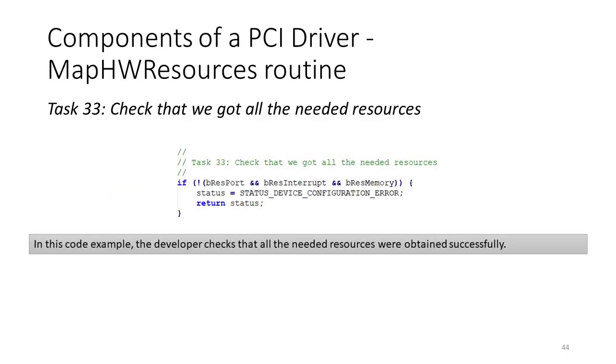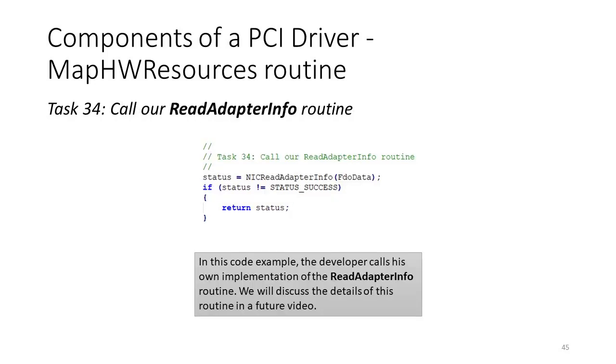Task number 33, check that we got all the needed resources. In this code example, the developer checks that all the needed resources were obtained successfully. Task number 34, call our own implementation of the read adapter info routine. In this code example, the developer calls his own implementation of the read adapter info routine. We will discuss the details of this routine in a future video.